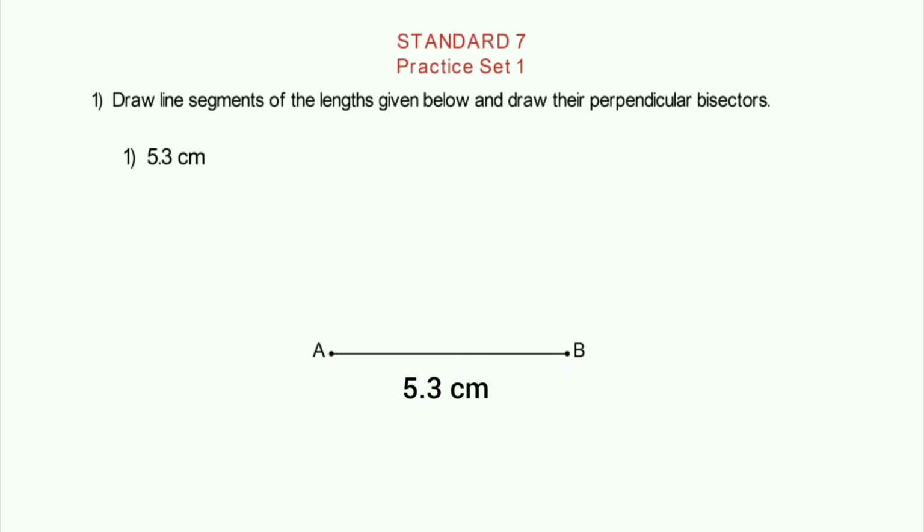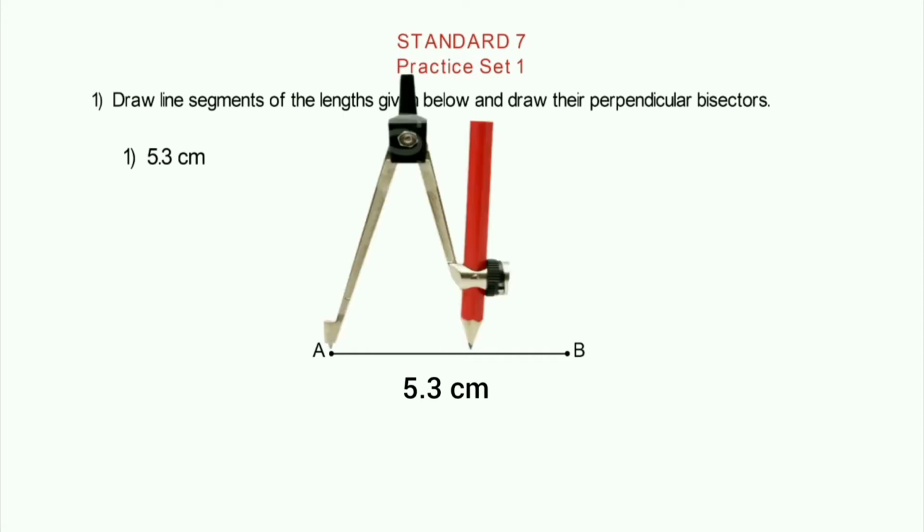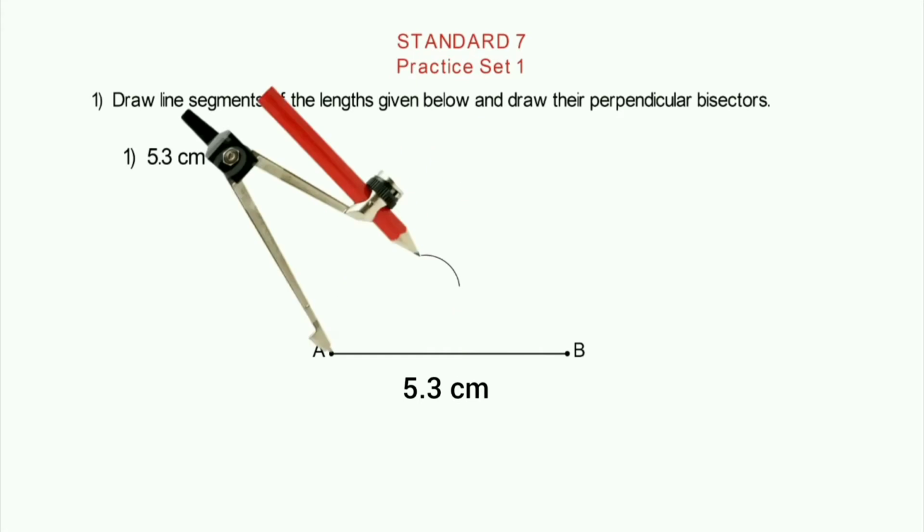Put a point of compass on point A. Take distance in a compass more than half of the distance of point A and B, and then draw an arc above and below respectively to the line segment.